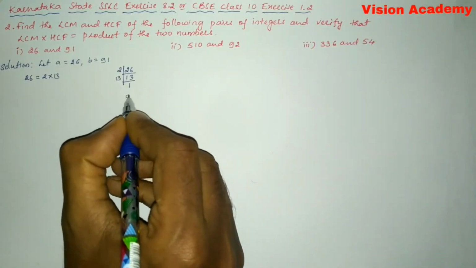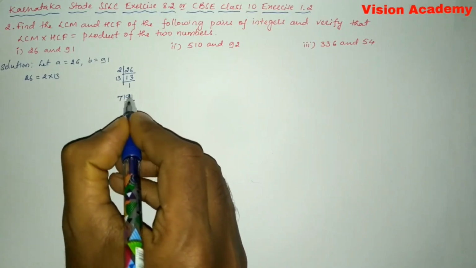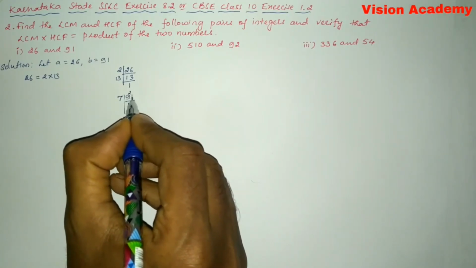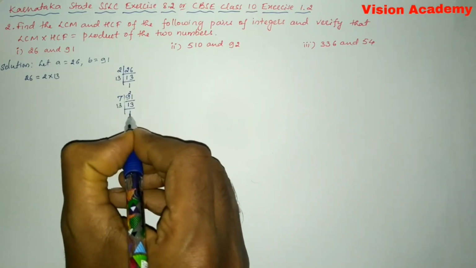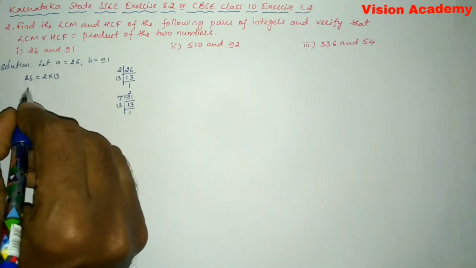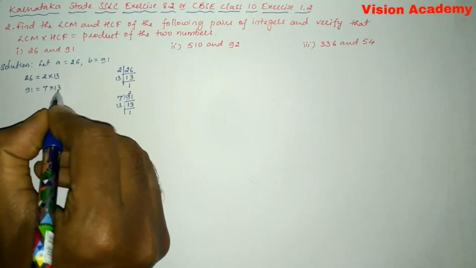Next we'll take up 91. So this can be divided by 7. 7 ones are 7. So 2 remains. It will become 21. 7 3s are 21. Again this one will get divided by 13. Now here we can write 91 is equal to 7 into 13.